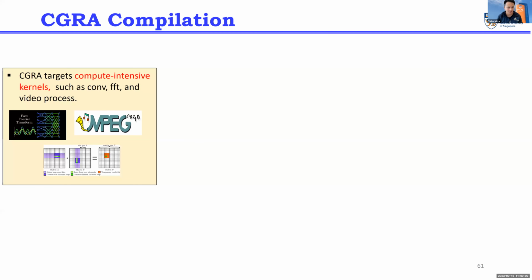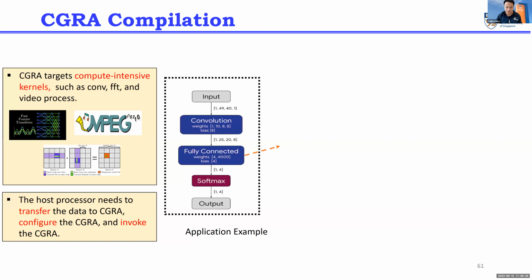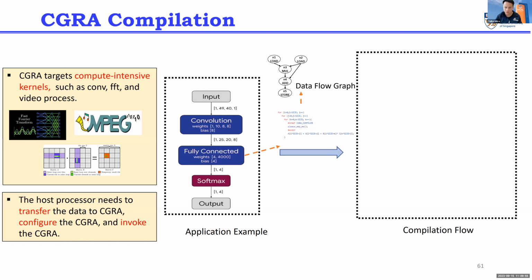CGRA targets compute-intensive kernels such as convolution, FFT, and video processing kernels. The host processor, meaning the CPU, needs to transfer the data to the CGRA, configure the CGRA, and invoke the CGRA. So this is the application example. A typical convolutional neural network has convolution, fully connected layers, and a softmax. The convolution and fully connected layers are target kernels for CGRA. For a fully connected layer, for example, we can get the source code. It's a 3-level nested loop, and we can use the data flow graph, DFG, to represent it.